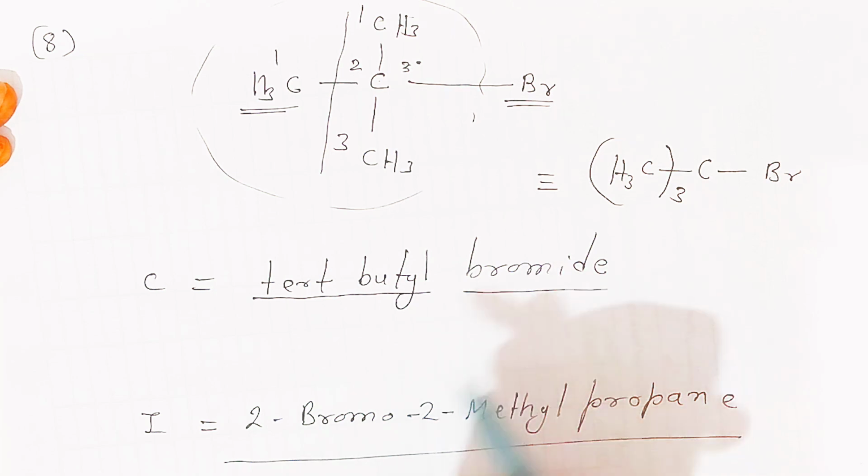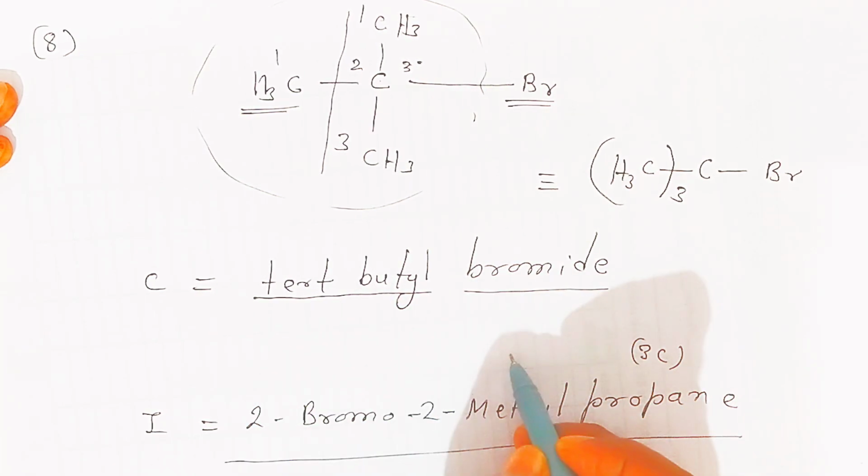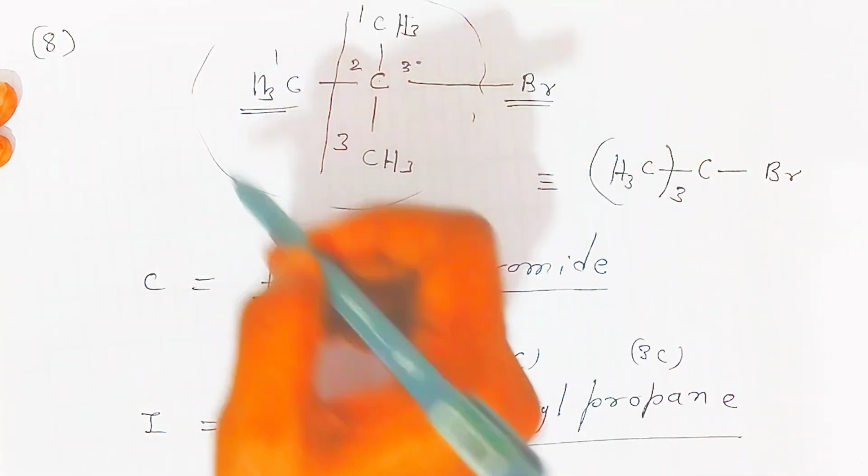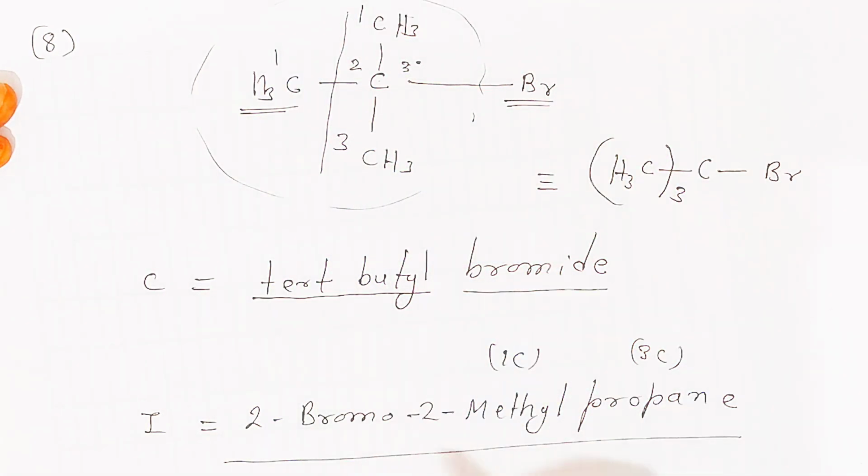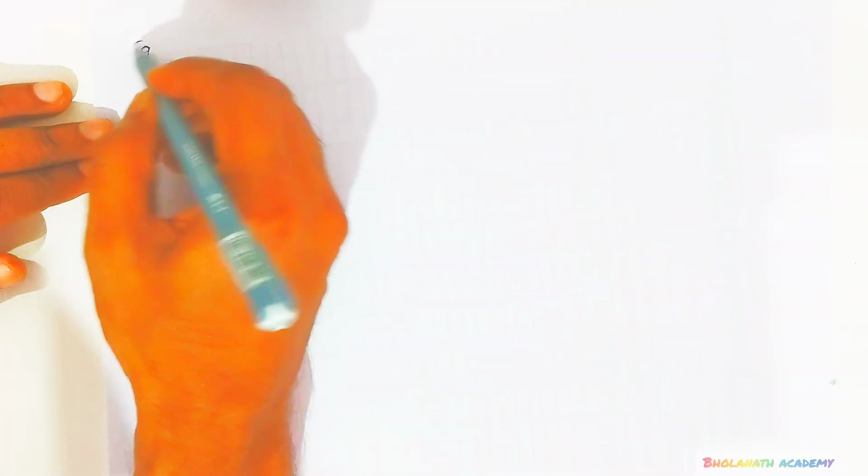So tertiary butyl bromide is nothing but 2-bromo-2-methyl propane. Here the 3 carbon propane and methyl containing 1 carbon, so 4 carbon. The 4 carbon compound, students, that is tertiary butyl bromide, is nothing but 2-bromo-2-methyl propane.